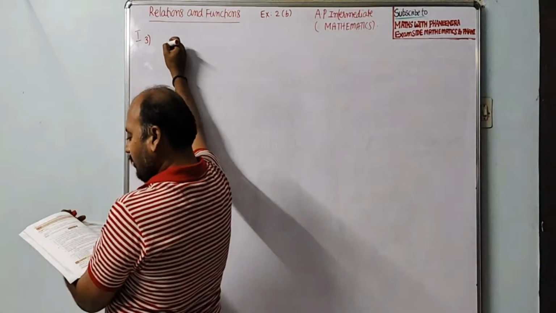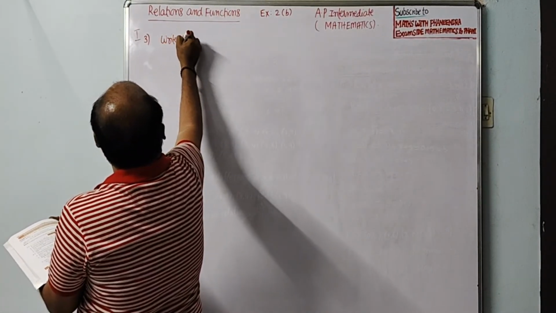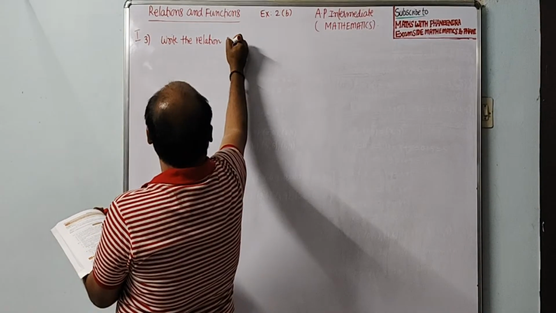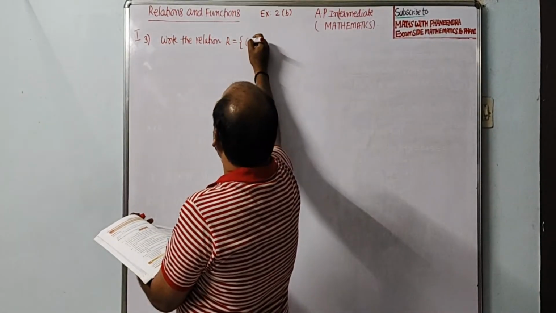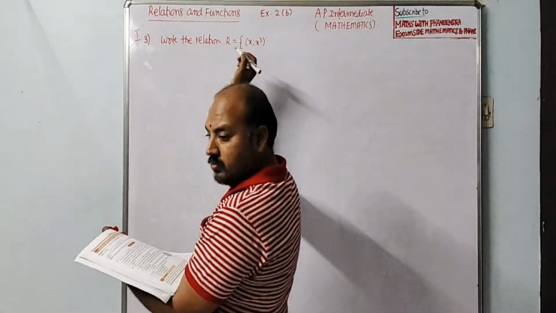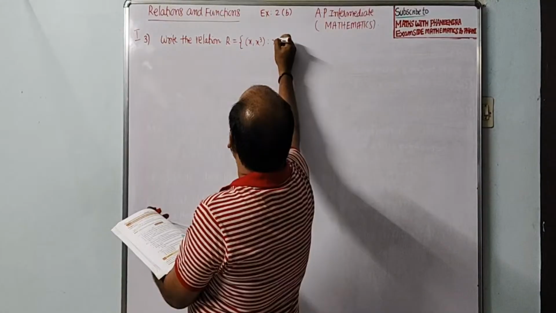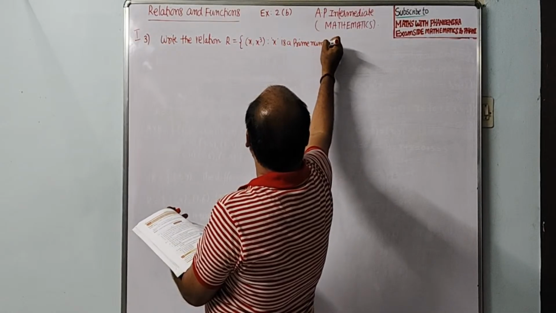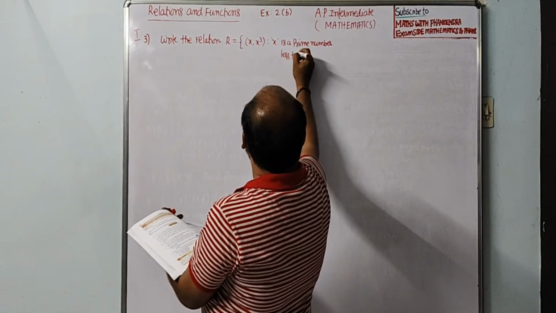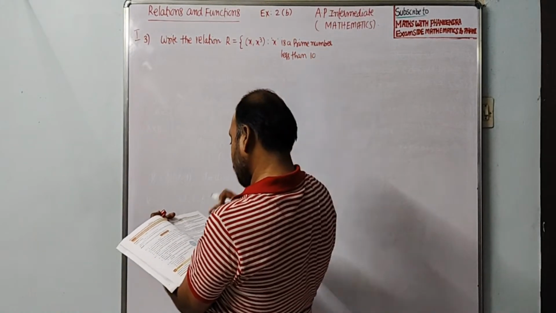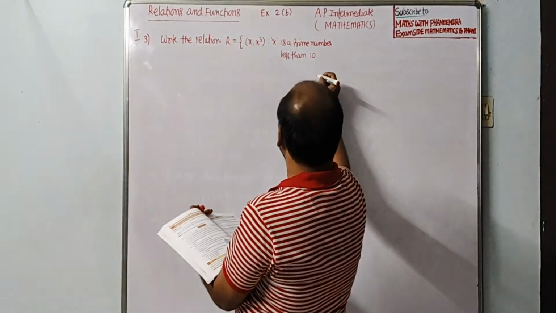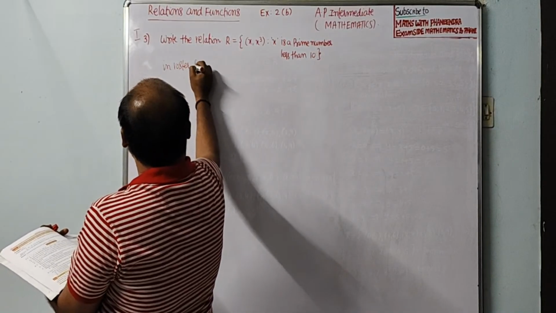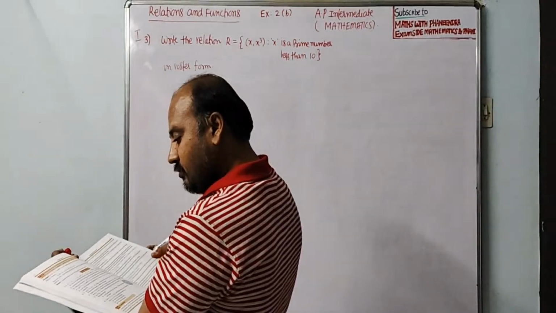Question number 3. Write the relation R equal to {(x, x cube) : x is a prime number less than 10} in roster form. So this is the one question.